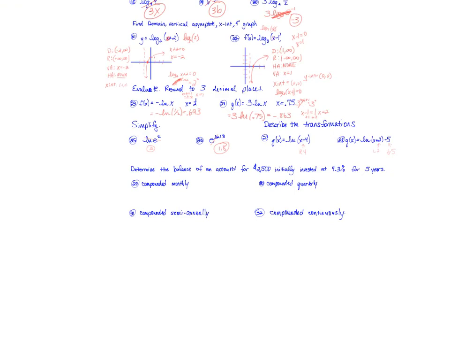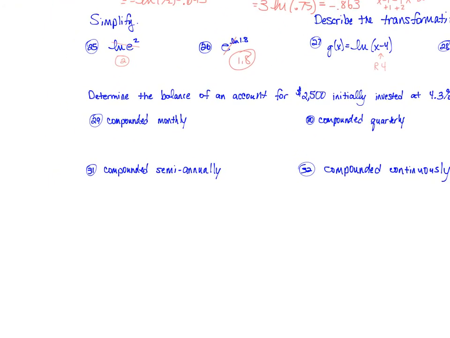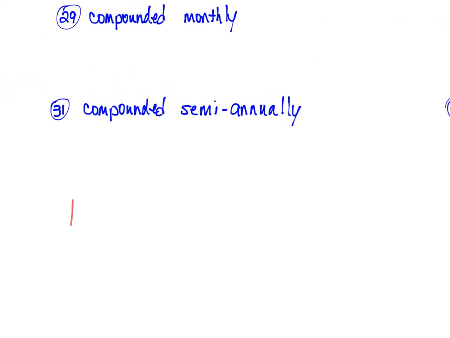All right, you have to know monthly, quarterly, semi-annually, what those things mean, and you have to know the interest formula. So tell me right now, compound interest, A equals what? It's 1 plus r over n to the power of n times t. Okay, you have to know that.